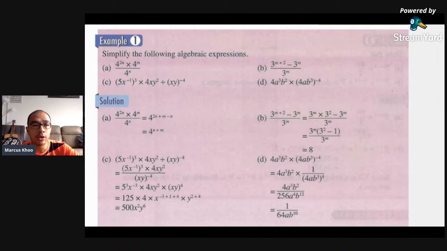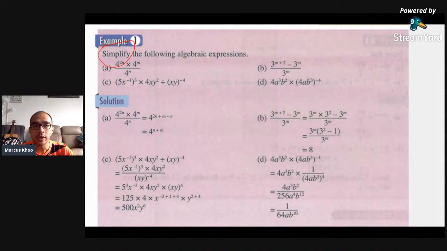Okay, the main thing I want you to do today is to learn how to simplify. Sorry, I don't have the undo button over here. Okay, erase. Okay, so the main thing that I want to do today is to simplify. So you have all these expressions, kan? I want you to simplify it. Okay, so take a look at this.